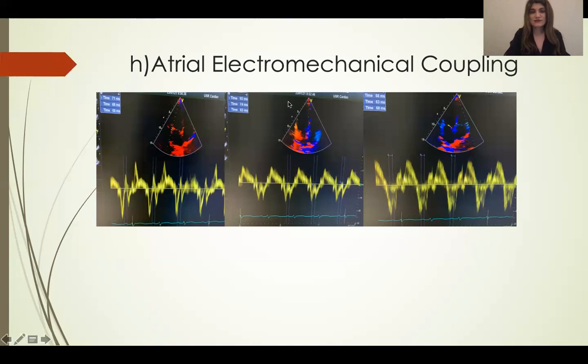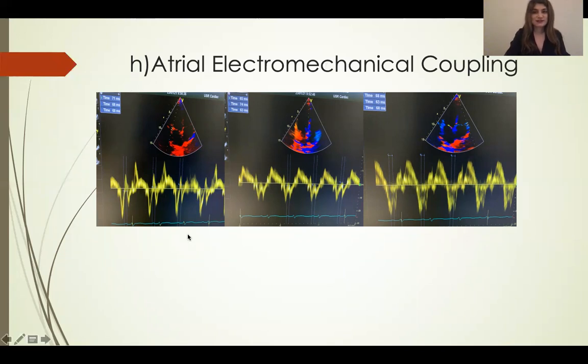In this section, I will talk about atrial electromechanical coupling. Atrial conduction abnormalities can be seen in many diseases like diastolic dysfunction and rheumatologic heart diseases, and to predict atrial fibrillation.